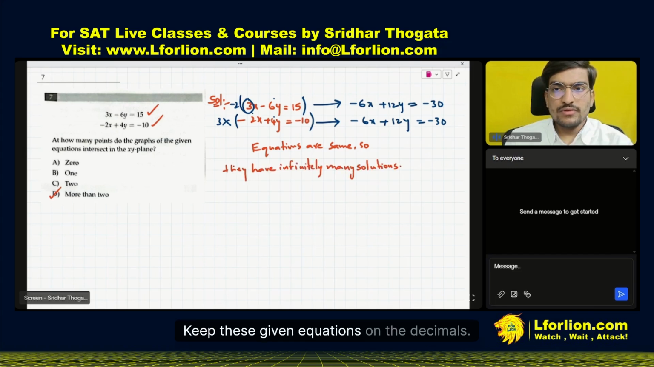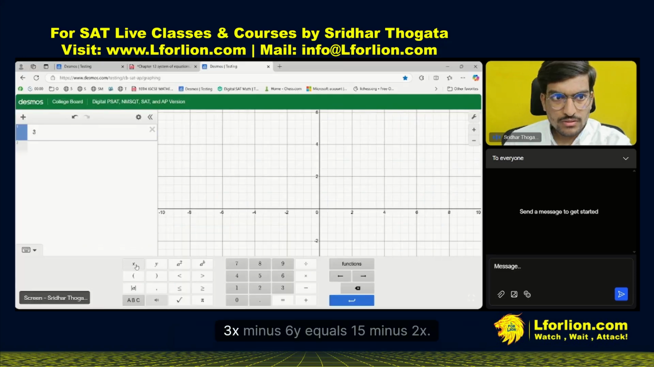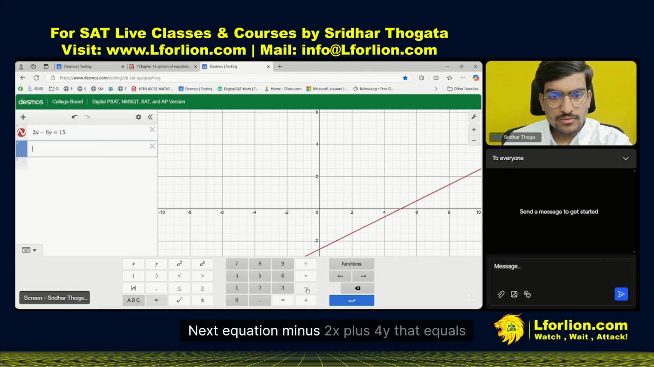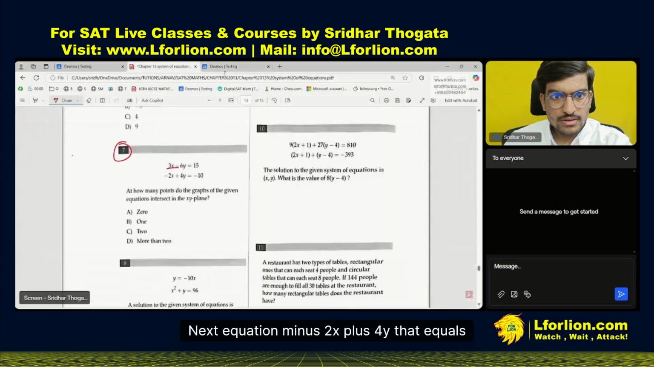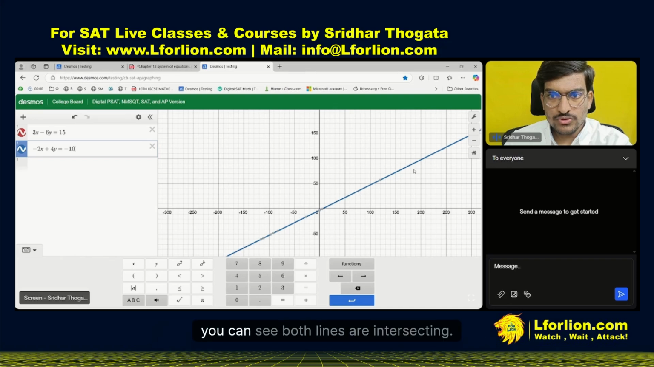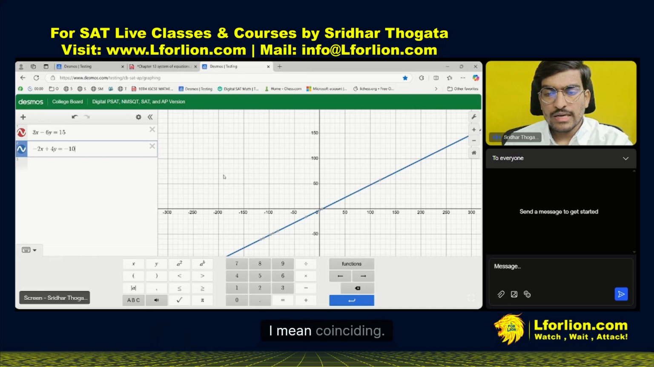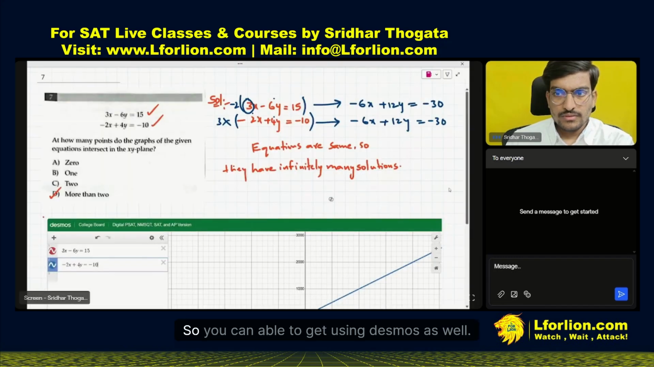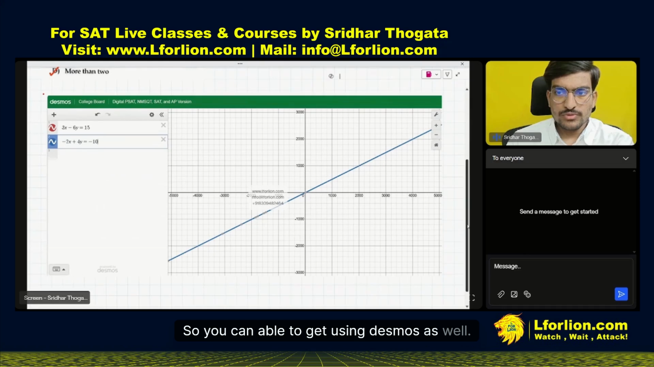Keep these given equations on Desmos. 3x minus 6y equals 15, and the next equation, negative 2x plus 4y equals negative 10. After putting these two equations in Desmos, you can see both lines are coinciding. So it has infinitely many solutions. You can get this using Desmos as well.